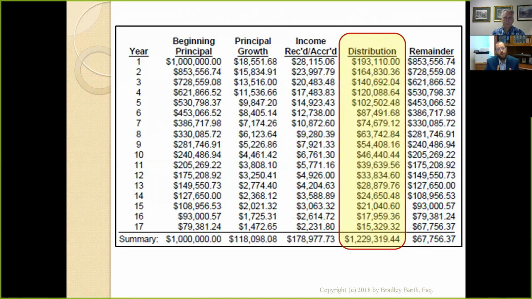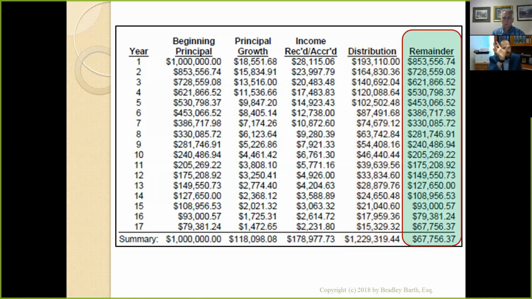Now, I told you also that it's a charitable remainder. So what happens if she dies at any time during the 17-year time period? This is the remainder category. Say, for example, she gets so excited over the first handful of years, she then has a heart attack and passes away, God forbid, right? You've got to laugh about these things. So let's say it's year 6. So she passes away in year 6.